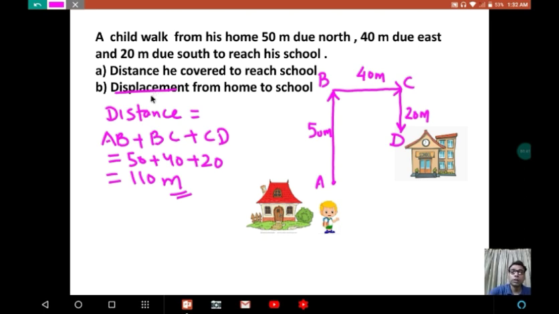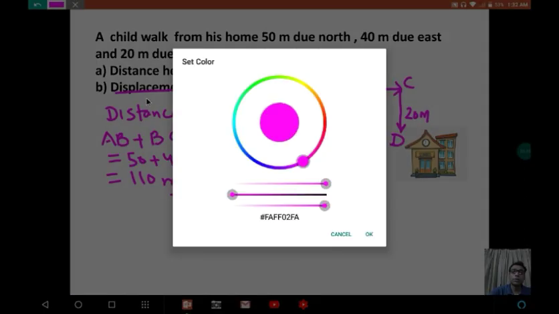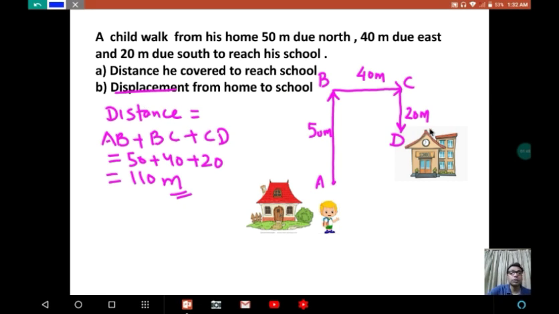Now we have to calculate the displacement. Displacement, we know, is the shortest distance between the final and initial position. Final position is this, initial position is this, we join this, we get the displacement. But here we use some trigonometry. Yes, we just make a triangle like this. These are parallel, so this is 40, this is 20, this is complete 50, so this length is 30.